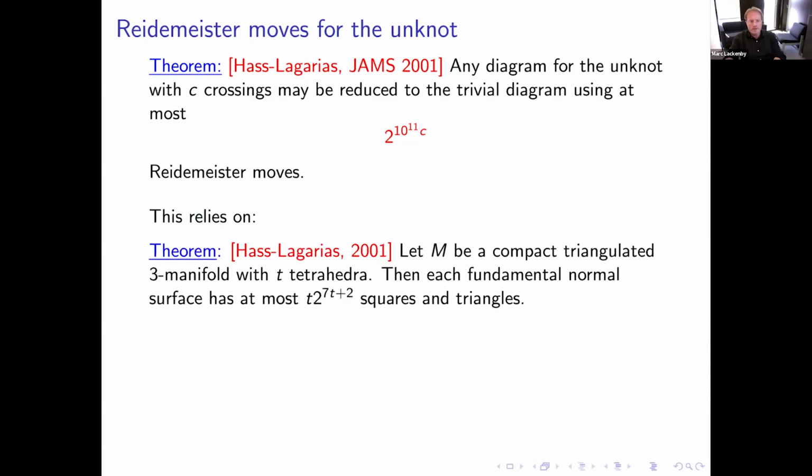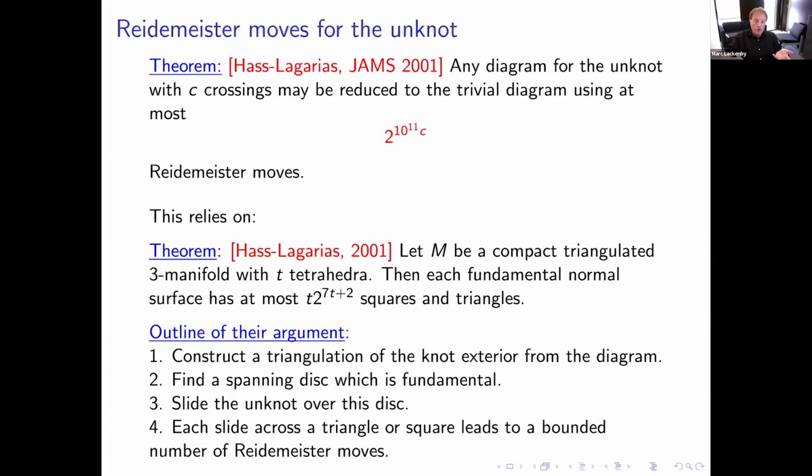Well, it uses Haken's result. You first take your diagram, and you use that to triangulate the knot exterior. Then by Haken's work, we know that it has a normal spanning disk, and that's fundamental. And then by this theorem that you've got in front of us, fundamental normal surfaces have an exponential bound on the number of triangles and squares. And so then what you do is you just slide the knot over this disk.